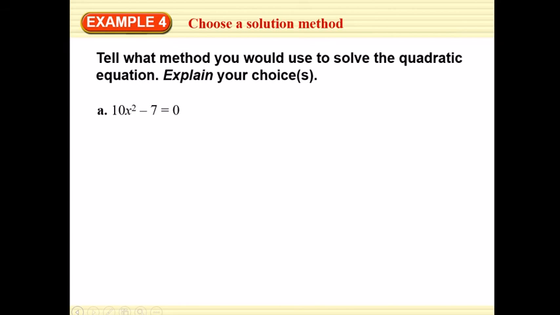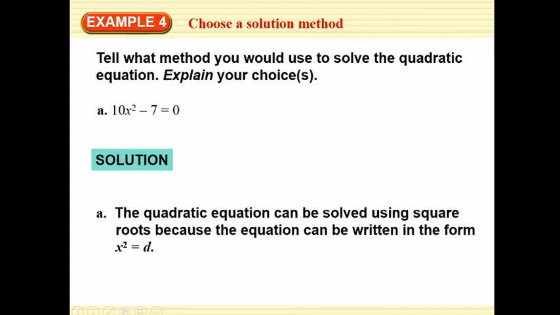So in the following examples, we're going to be looking at, which method am I going to use. So, tell what method you would use to solve the quadratic equation. Alright, right now it's not easily factorable. That a value is pretty big, and 7 is not factorable. So, they say the quadratic equation can be solved using square roots. So all I'd have to do is add that 7 to the other side, divide by 10, and then take a square root.